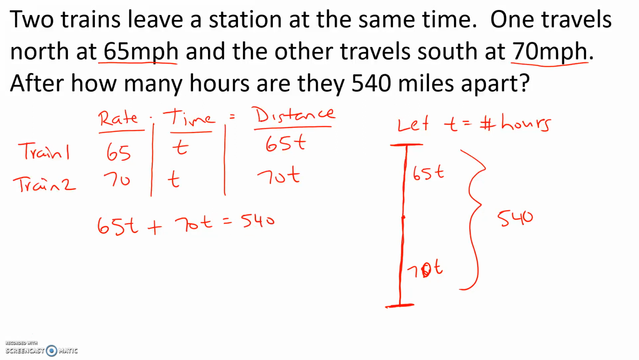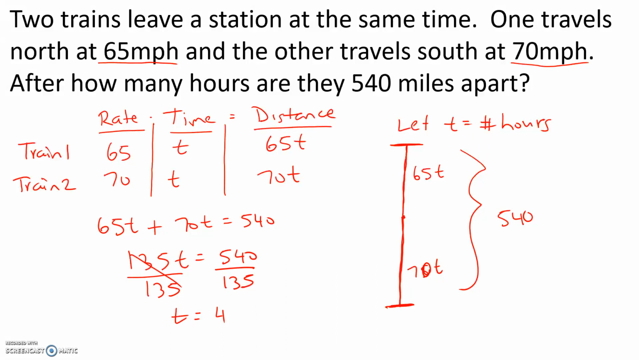Now let's go ahead and solve this. If we combine our like terms, we have 65 plus 70, which is 135t. That equals 540. Let's take 540 divided by 135, and this will give us t equals 4. Now, since t represents the number of hours, we know that after 4 hours, the trains are 540 miles apart.